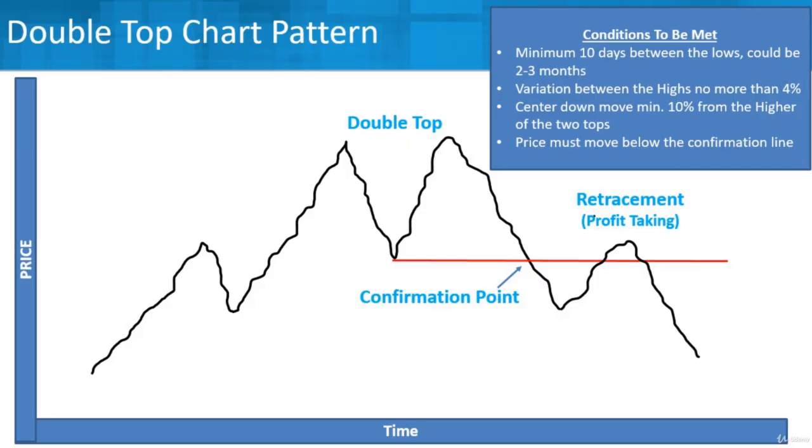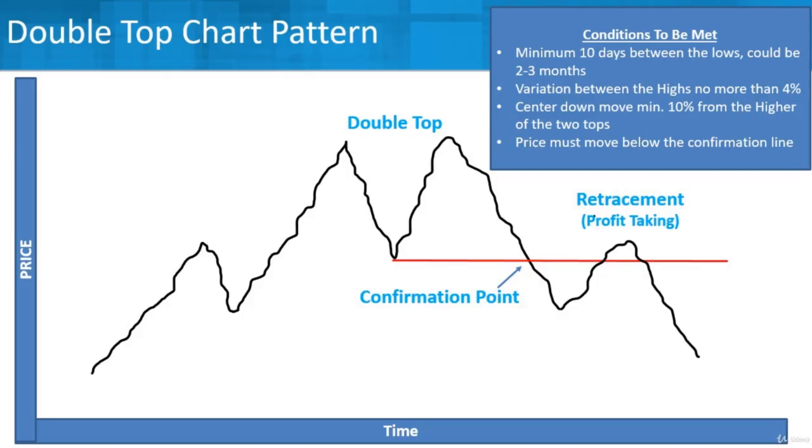And the center move down, in this case, would be a minimum of 10% from the higher of the two tops. So think of whichever top was higher. They won't necessarily always be perfect, but they will be within 4% of each other. You want at least that middle part to be 10% down. Then it's going to rebound back up to form the second top and then come back down. And then the price must move below the confirmation line to be a true double top chart pattern.